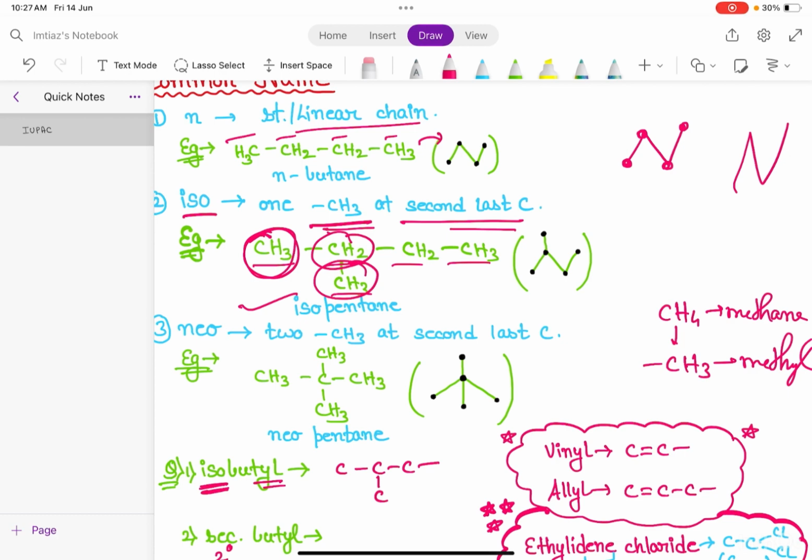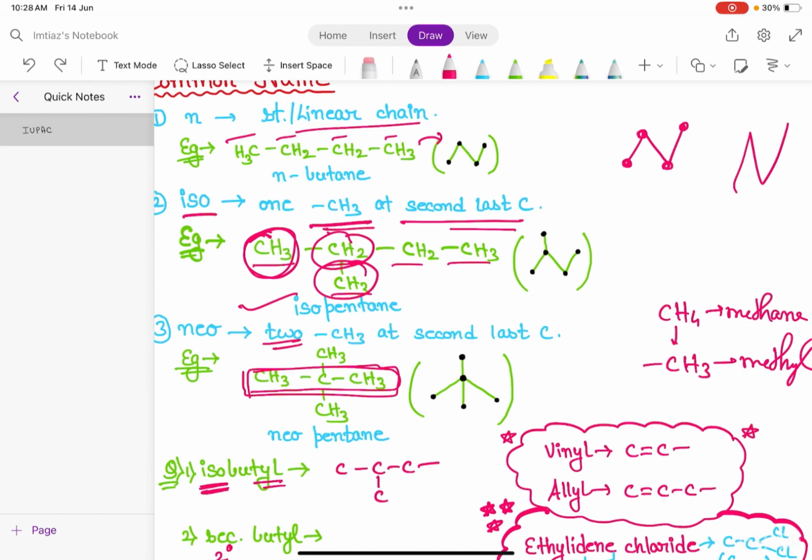So neo means same thing, but there will be 2 CH3 at the second last carbon. Like this question, this means again 5 carbon, but this is the linear chain of 3. IUPAC name होता तो यहाँ पर pentane लिखते, but in common name we'll simply write it neopentane. The question might come that what is IUPAC name of neopentane? So for that you must definitely know what is the neopentane. How can you write IUPAC name without knowing neopentane? So for that common name is important, especially N-iso-neo.